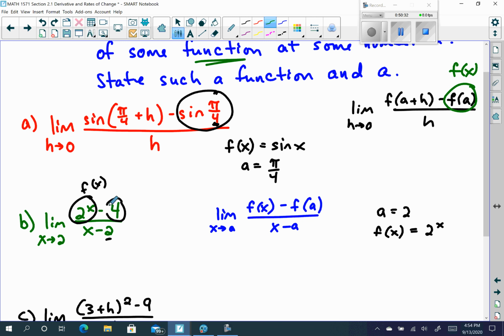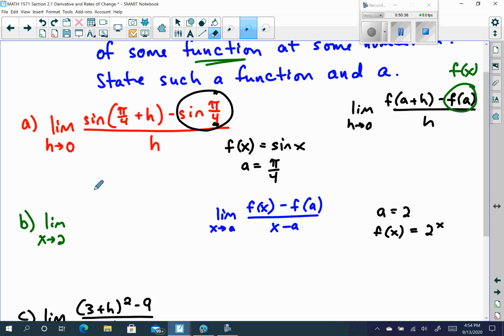All right, so let me go back over that one with you, rewrite it again. So if I had 2 to the x minus 4 over x minus 2. So again, in this case, a is 2 here, and our function is 2 to the x. And that 4, that should make sense because that should be 2 to the second there, which is 4.